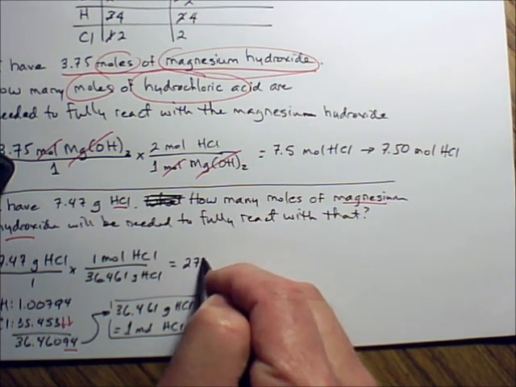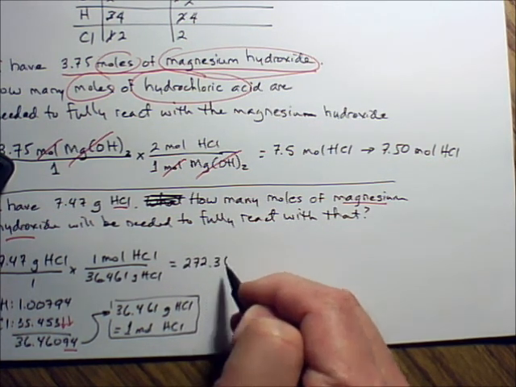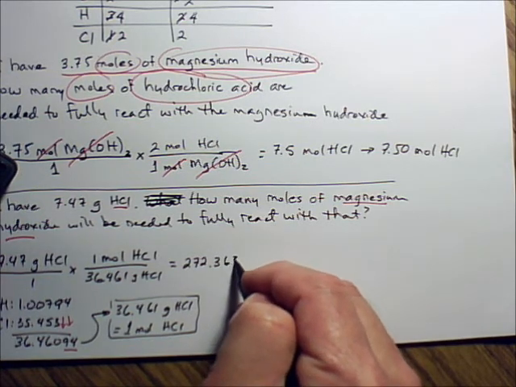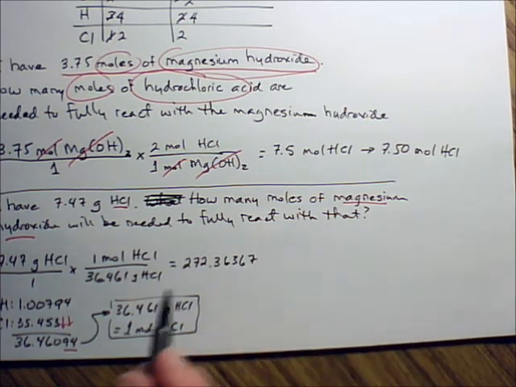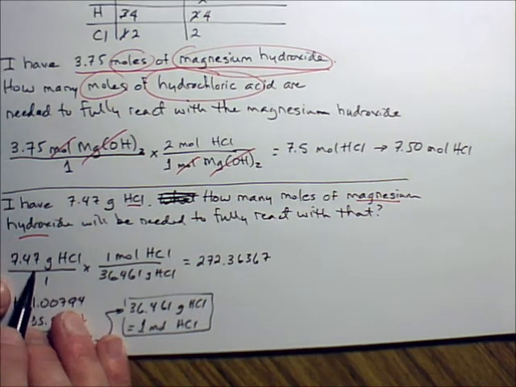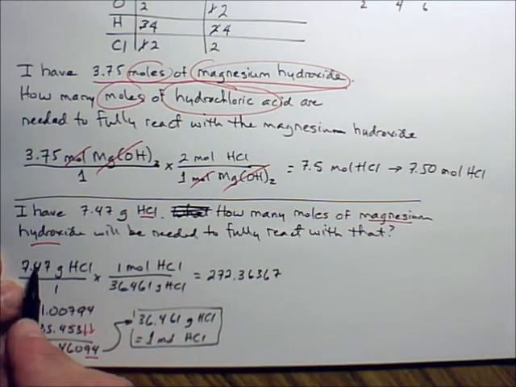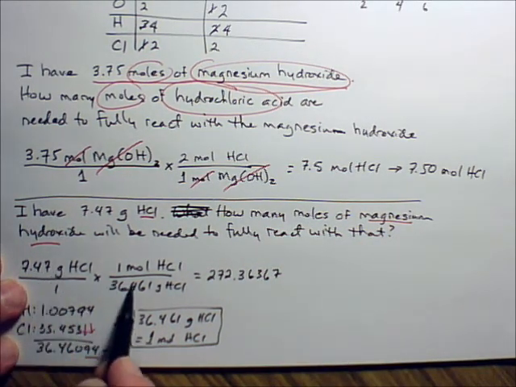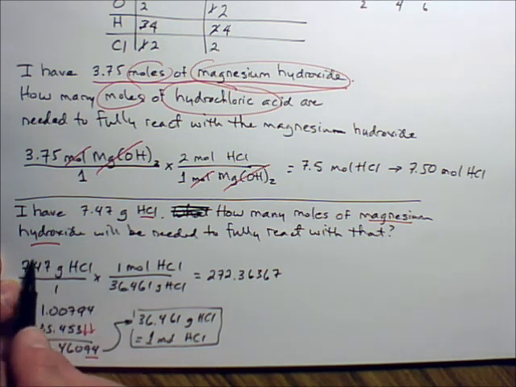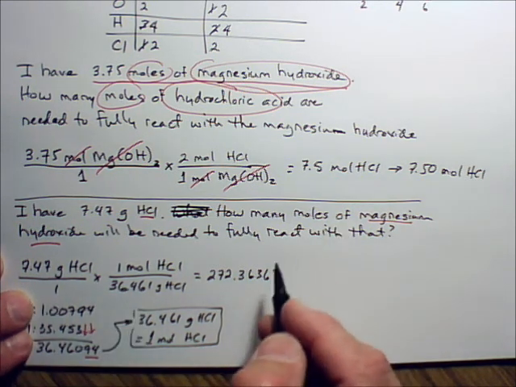All right, 272.36367. I need only 3 digits because this part of the problem only has 3 digits. These are the two calculated or measured numbers. A measured number here, calculated number here.